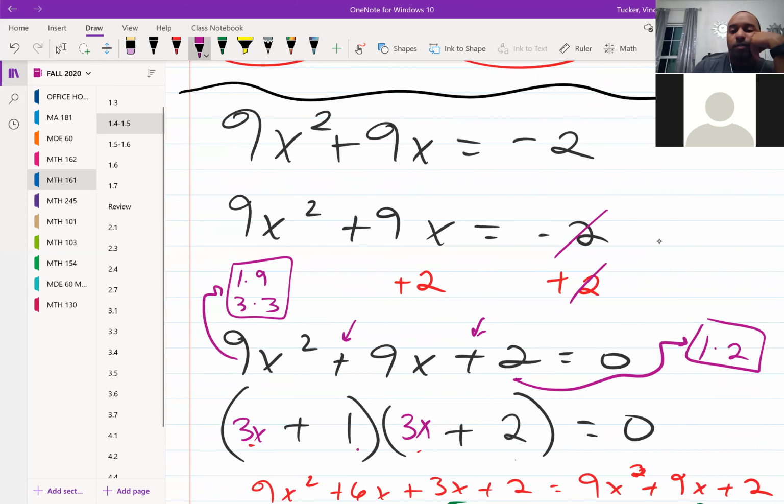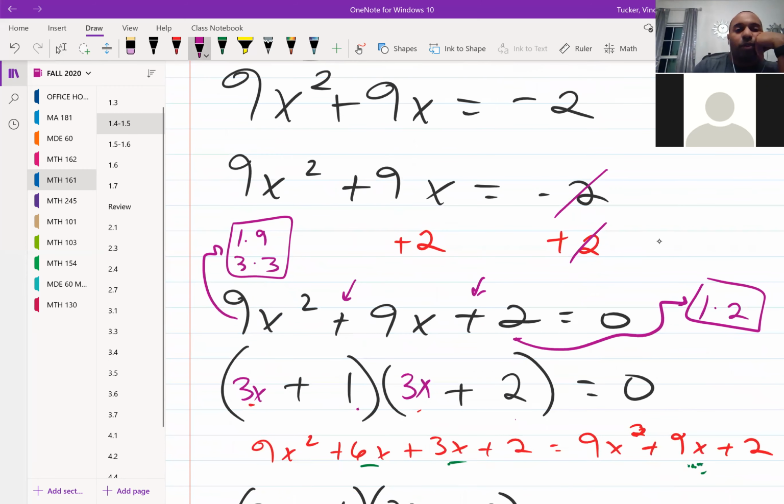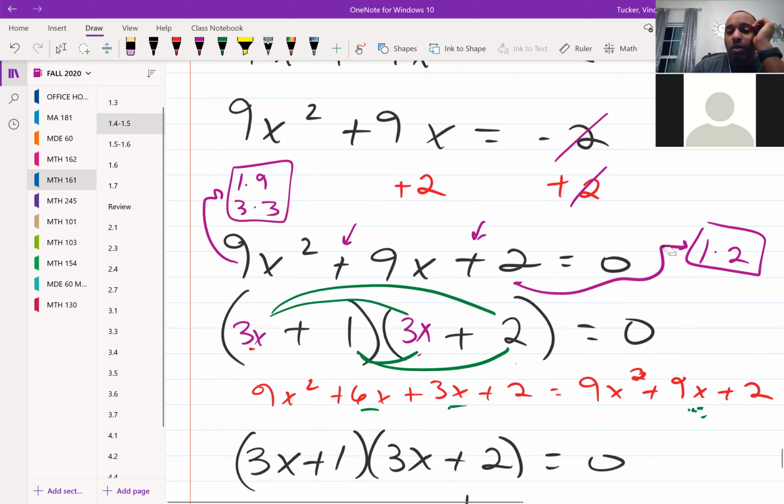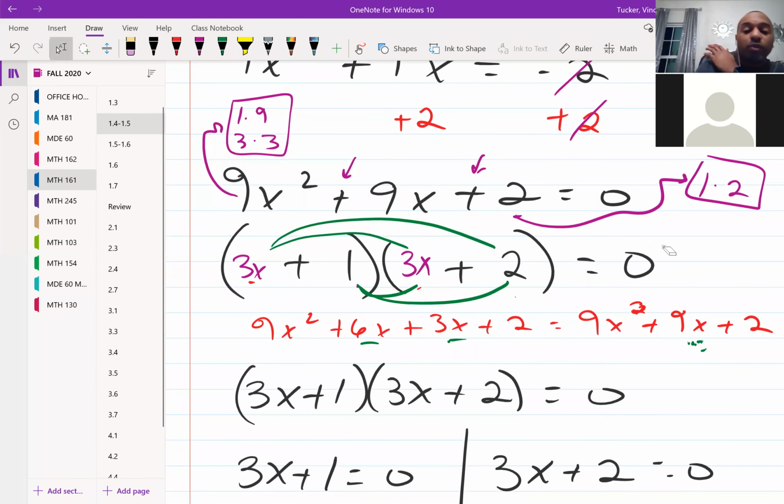Then you would check, and I went ahead and did the foiling out here. 3x times 3x, of course, gives me 9x squared. 3 times 2 gives me 6x. 1 times 3x is 3x. 1 times 2 is 2. And then you notice you get 6x plus 3x in the middle, which is what we wanted to give us 9x. And that gives us our original trinomial.